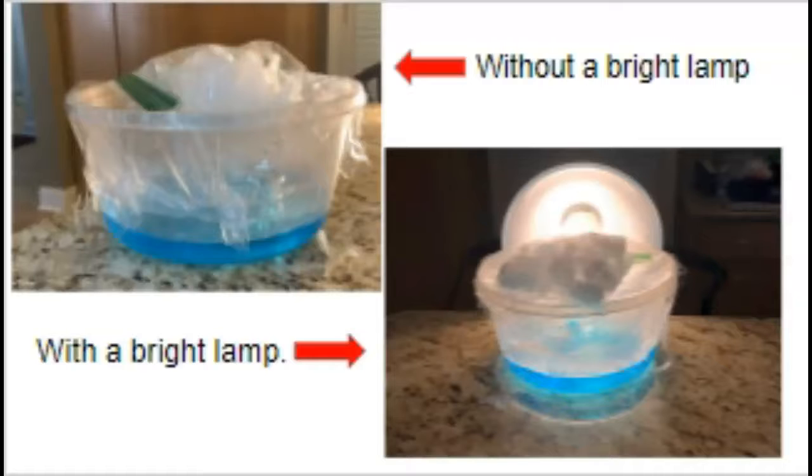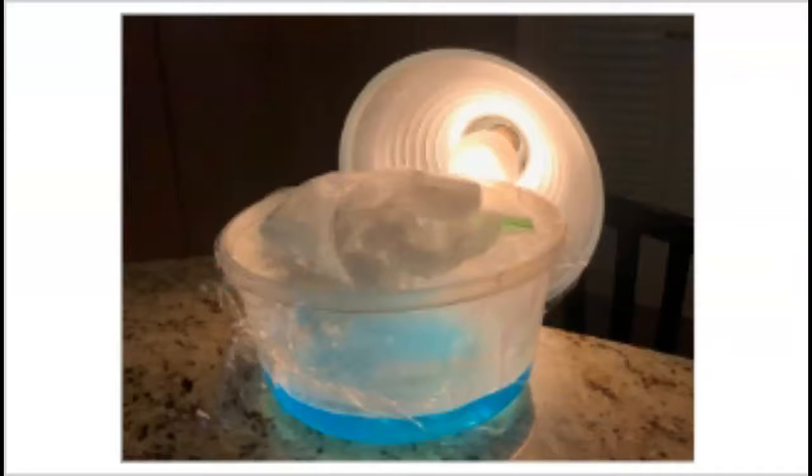The water in the larger container represents a large body of water, such as an ocean, the Long Island Sound, or a lake. The plastic wrap represents the atmosphere that blankets Earth. The ice pack represents the cooler layers of the atmosphere, and the small cup represents dry land. Here is another view of the setup, the one that was under the lamp.